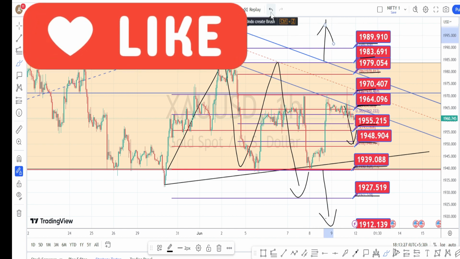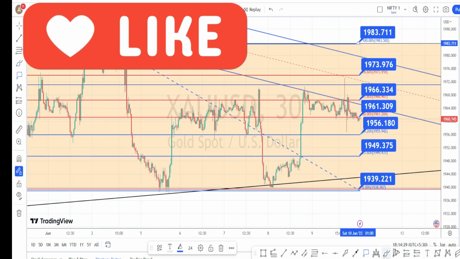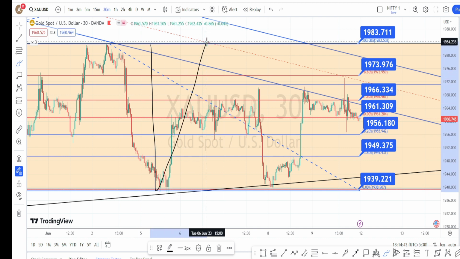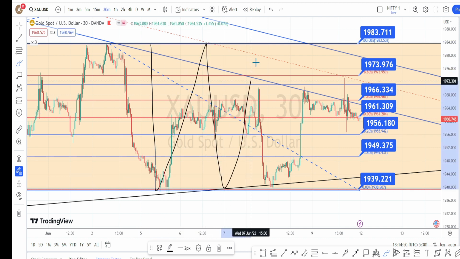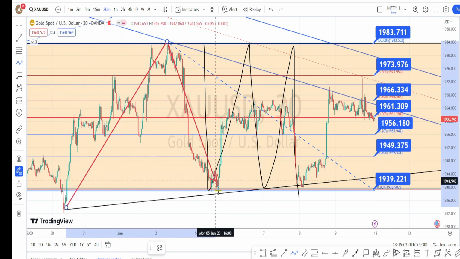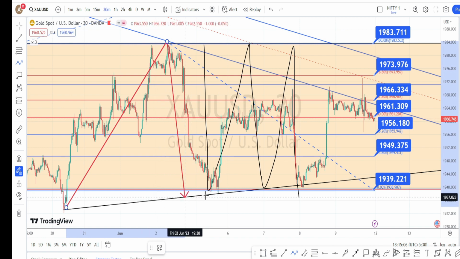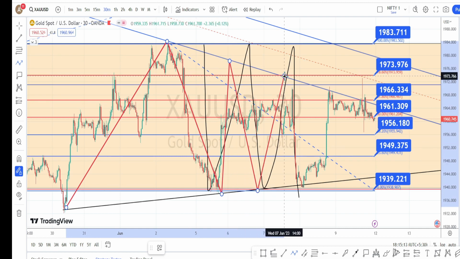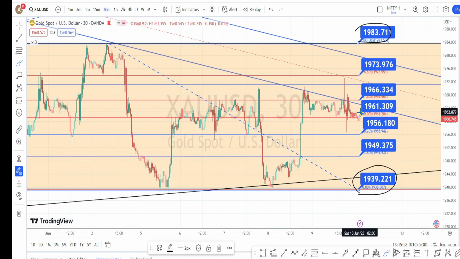Let us mark the support and resistance levels for 30 minutes time frame. I'm in 30 minutes time frame. In the 4 hours time frame, the price action is trading within this rectangle pattern. And in the hourly time frame, we are noticing the price action to be trading within this trend line or the support line from the hourly time frame and the resistance line from the daily time frame within a symmetric triangle pattern. And currently the price action is trading between the resistance level of 1961 and support level of 1956.